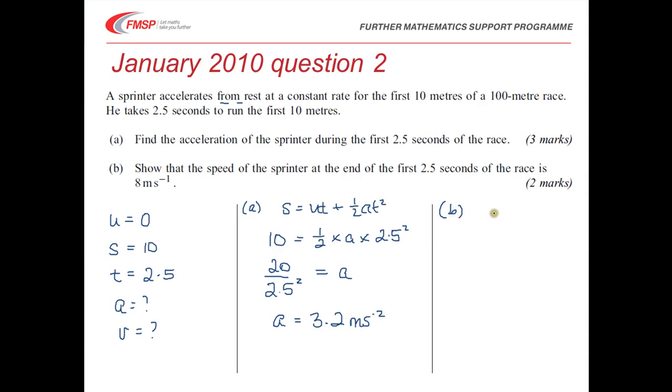Now what we need to do is to find the velocity. And the easiest way to do that really would be to use that acceleration and the equation v equals u plus at. And so v will be equal to a, which we now know is 3.2, times the time 2.5, which is 8 metres per second.